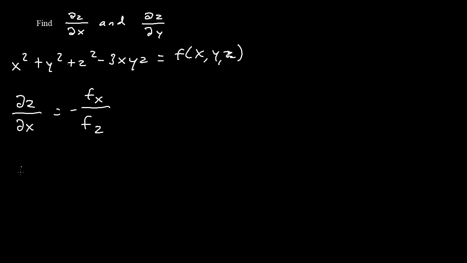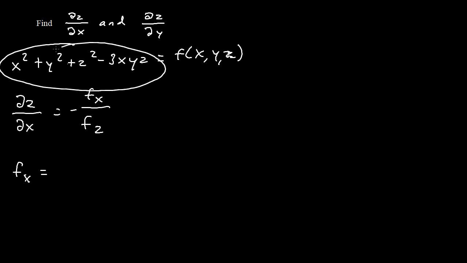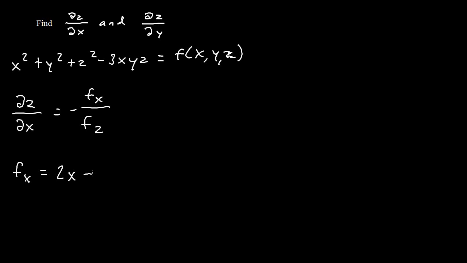So let's find f sub x first. f sub x is going to be equal to, now x is going to be the variable, everything else is a constant. So the derivative of x squared is 2x, the derivative of y squared is 0, z squared is 0, and the derivative of negative 3xyz, if once again x is the variable, is negative 3yz. Now for f sub z, z is going to be the variable, everything else is a constant. So the derivative of x squared is 0, y squared is 0, z squared is 2z, and the derivative of negative 3xyz is simply negative 3xy.